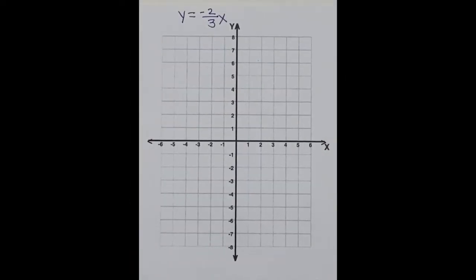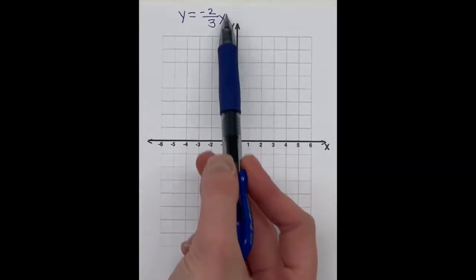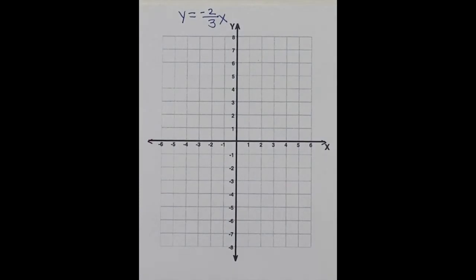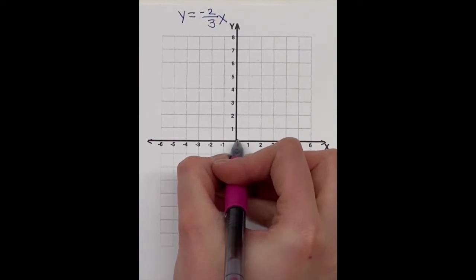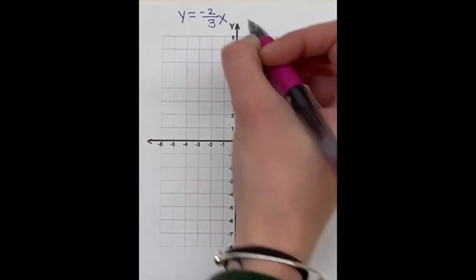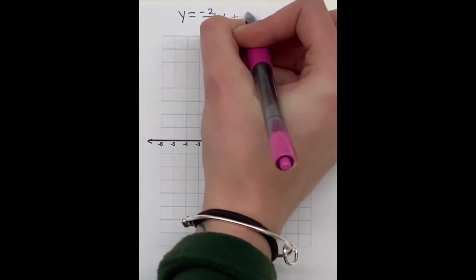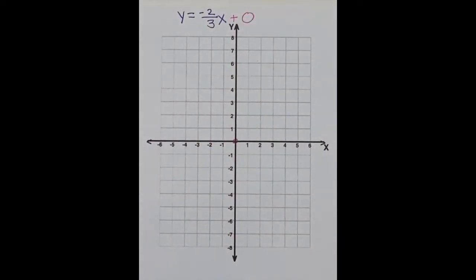So now we're going to look at a second example, but this time it looks a little different because there's no explicit y-intercept that's written. When it's not explicitly written, we know that the y-intercept is at the origin. So our line will start at the origin. The first point we're going to plot on our line is at the origin, this y-intercept of 0. If I wanted, I could certainly write +0 on the end so we don't forget it.